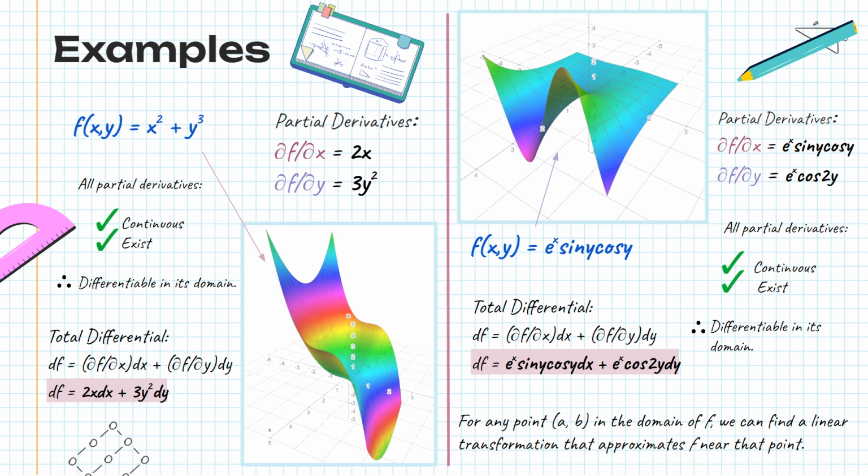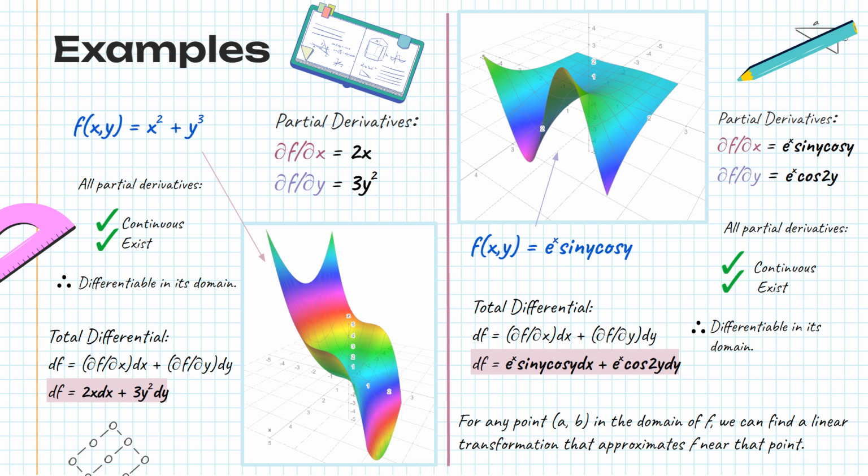The partial derivative of f with respect to x is ∂f/∂x, which is equal to 2x, and the partial derivative of f with respect to y is going to be ∂f/∂y, which is 3y squared. Both of these partial derivatives exist for all of x and y. Additionally, both derivatives are continuous functions. Therefore, since all the partial derivatives ∂f/∂x and ∂f/∂y exist and are continuous, the function is going to be differentiable in its entire domain.